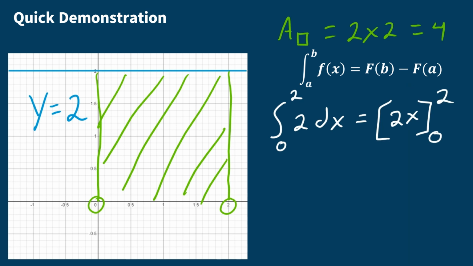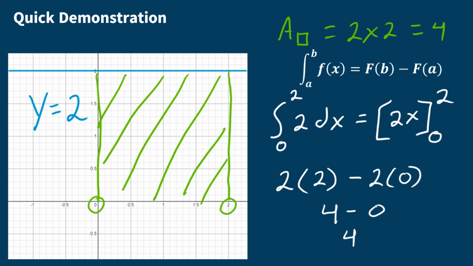Now the fundamental theorem says that you can find the area with f of b minus f of a. F is just what our integration gives us, which is 2x. Therefore, we have 2 times our b value, which is 2, minus 2 times our a value, which is 0. And when we simplify this, what we'll have is 4 minus 0, which is equal to 4, which is the same exact area that we got earlier.